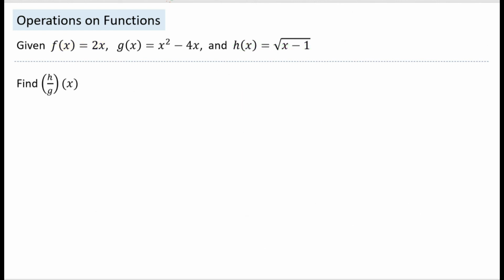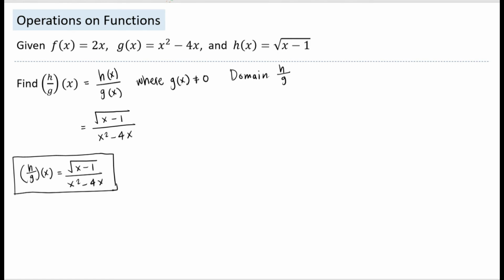Let's find h over g of x, which is h of x over g of x. g of x cannot be equal to 0. We get square root of x minus 1 over x squared minus 4x.